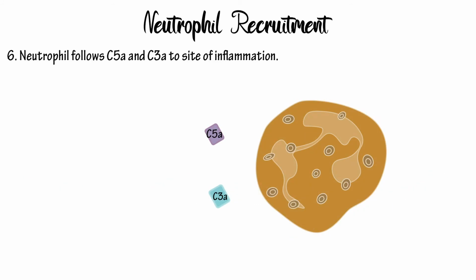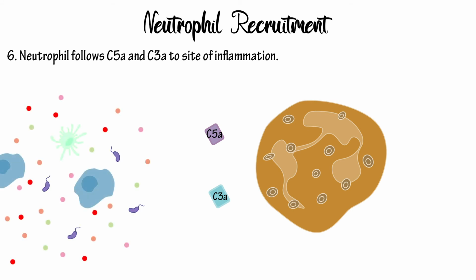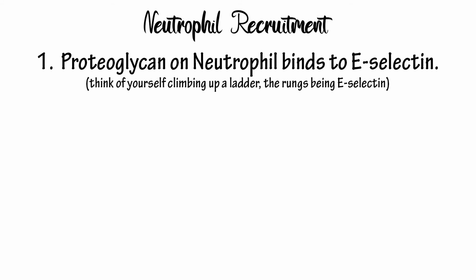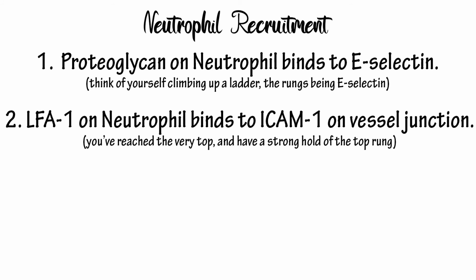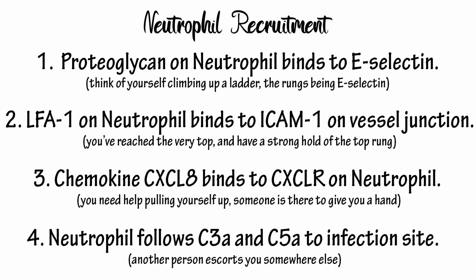The neutrophil then follows a trail of C5a and C3a like breadcrumbs to the site of infection to exert their actions. So think selectin, to choose cells, adhesion, to make cells stick to the endothelium via integrins, and chemokines, to escort the cells to the site of infection, as the multi-step process.